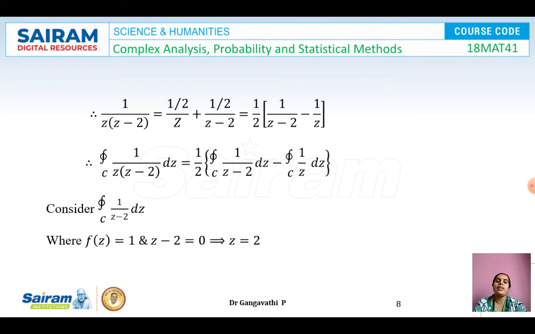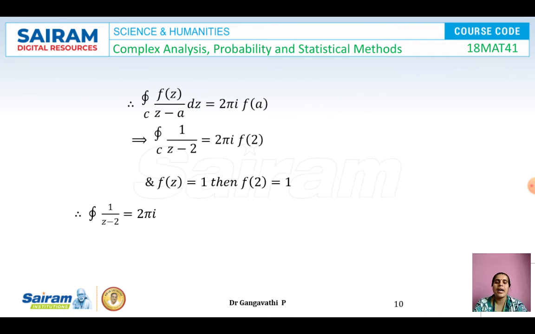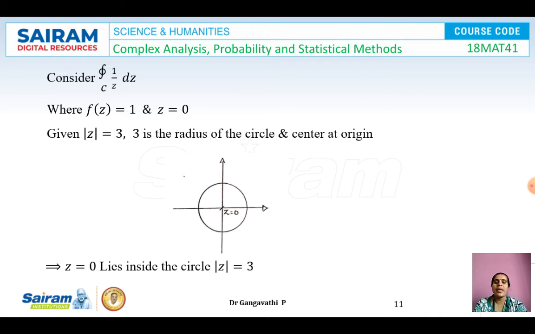So we have to apply Cauchy's integral formula and get the solution. That is what we have done here. F of z is 1 and a is 0. Mod z is equal to 3 is the given curve, where mod z is equal to 3 is a circle whose center is at the origin and radius is equal to 3.